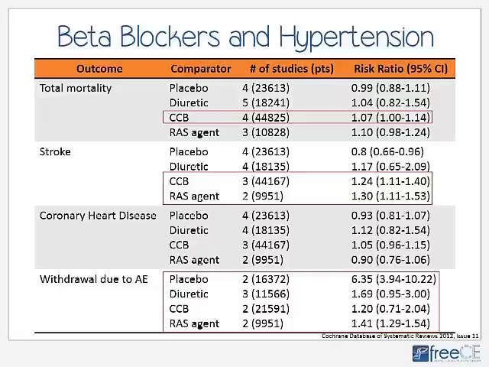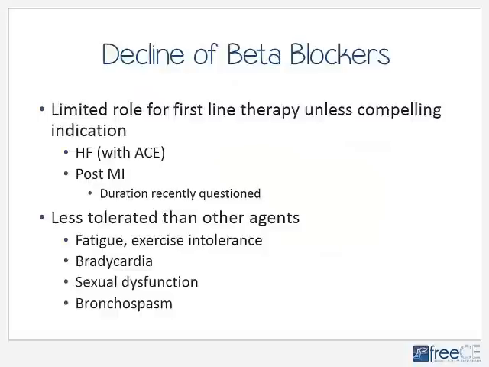It showed a higher risk of stroke compared to calcium channel blockers and renin-angiotensin-aldosterone agents. No difference in terms of coronary heart disease, so we think we're okay there. And there was obviously a much higher withdrawal due to adverse events compared to all other therapies. Again, the majority of these trials used atenolol as the beta blocker of choice. So I'm not suggesting that beta blockers are bad and we should never use them. What I'm suggesting is that there's probably a limited role for first-line therapy unless there's a compelling indication.